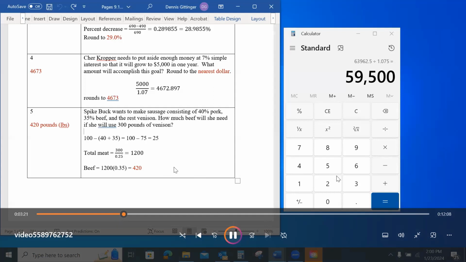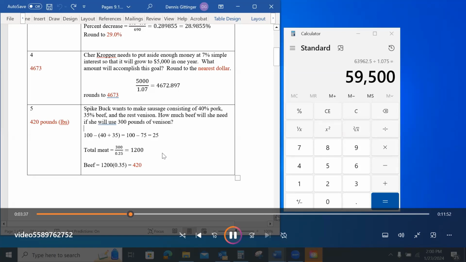But the question is, how much beef? You've got to multiply that by 0.35. Oh, if I asked for pork, you'd multiply it by 0.4. But if you just put 1,200, that's not the question that I've asked.